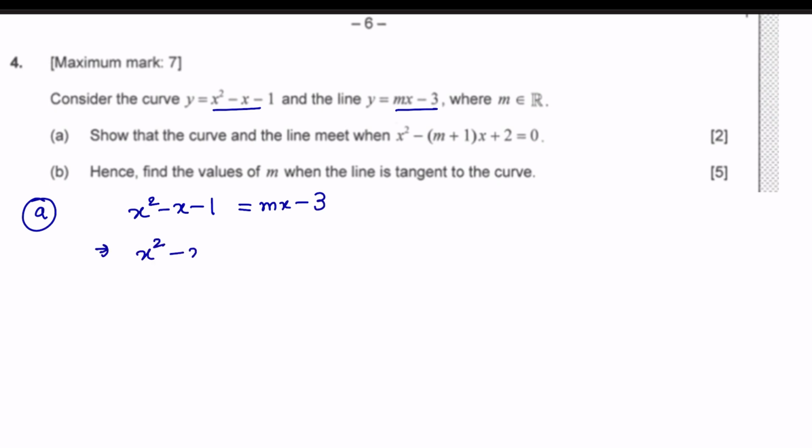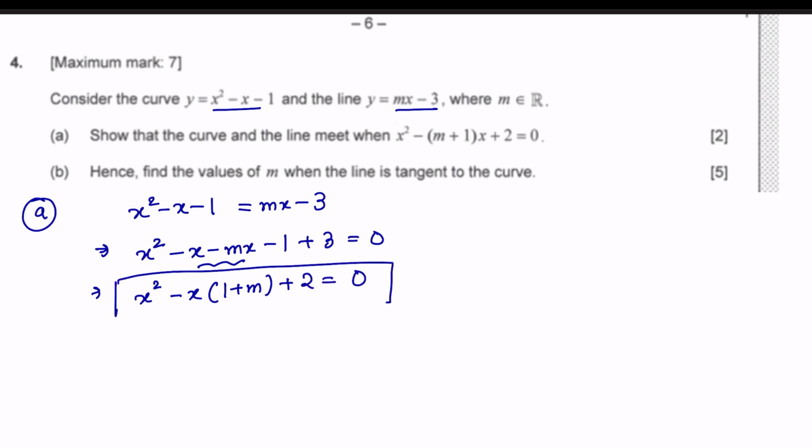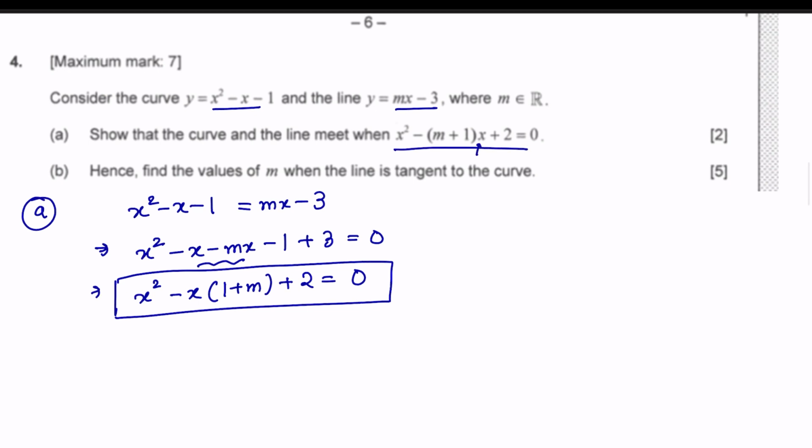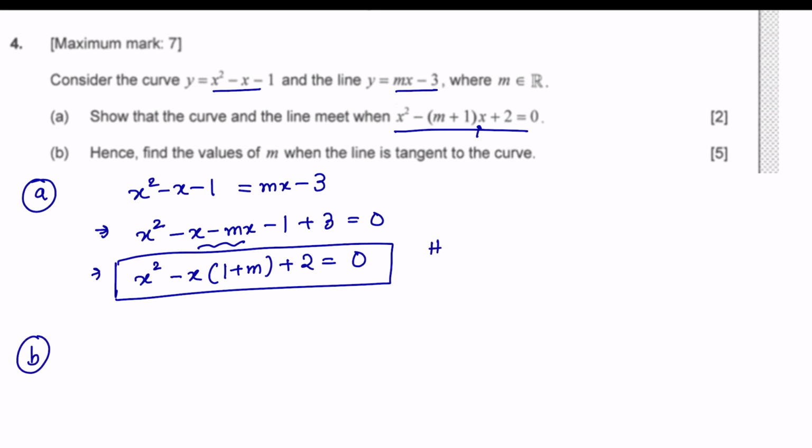So if I shift everything to the other side, I should get this equation. Then from here, if I take negative x common from these two terms, I'll get 1 plus m here. And minus 1 plus 3 is 2. Now this is what I have to prove. They have just placed the x here. I just placed it in the front, but exactly it's the same equation. Now the next part. Find the values of m when the line is tangent to the curve.